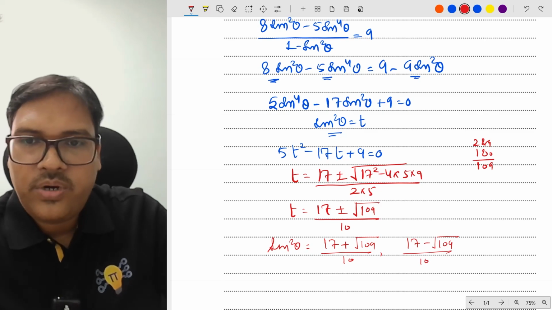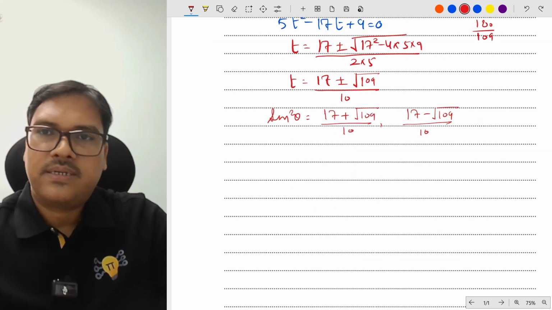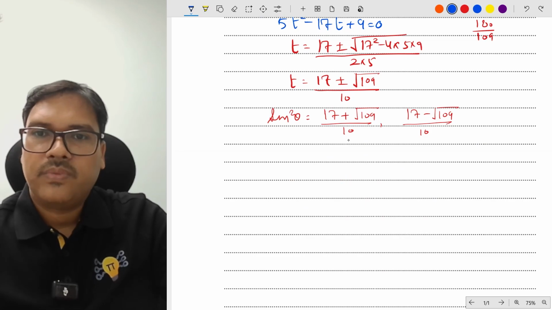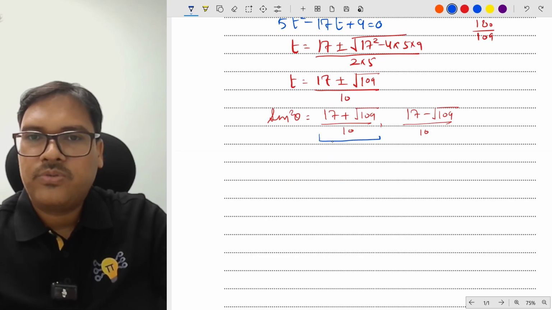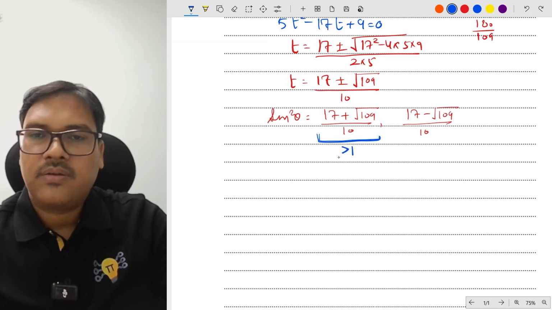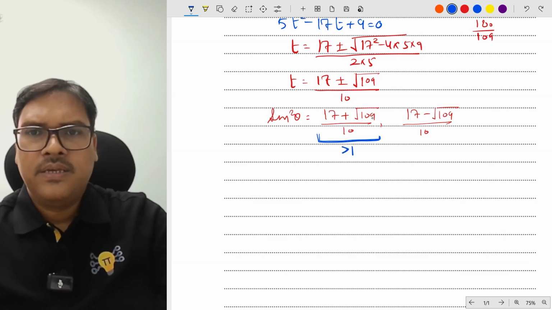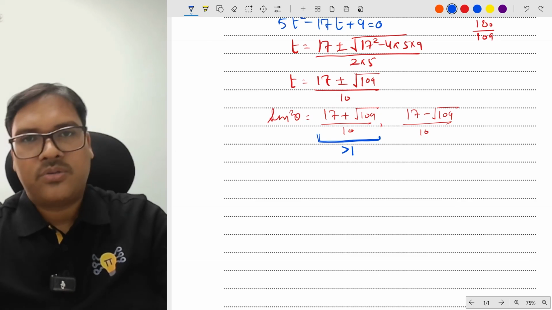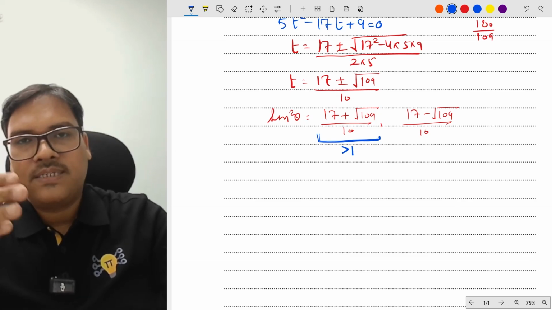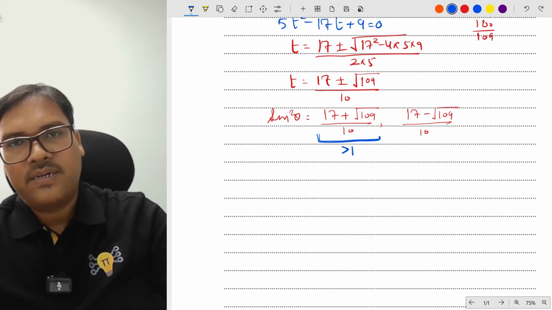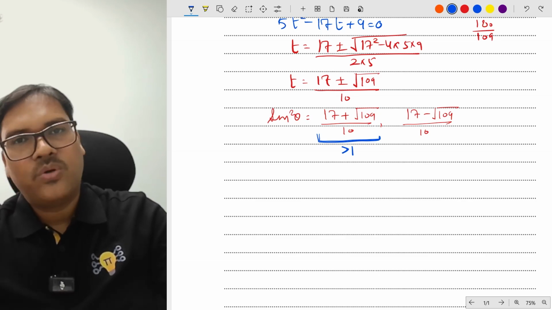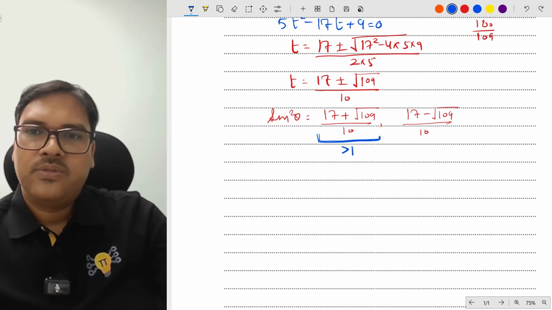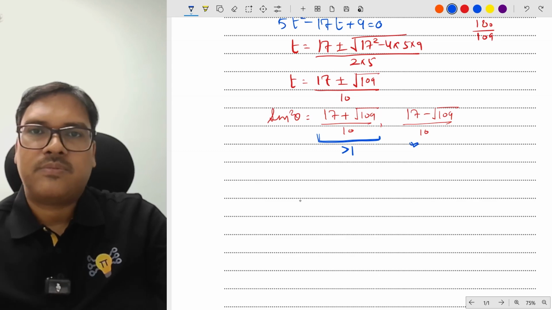Now the important point which you have to understand here is, calculate this value and you will find this will be greater than 1, and you can see it here also, because the square root of 109 will be more than 10. 17 plus more than 10 will be more than 27 by 10, which will be more than 1. That is not possible. So this is the only possible value which is acceptable.